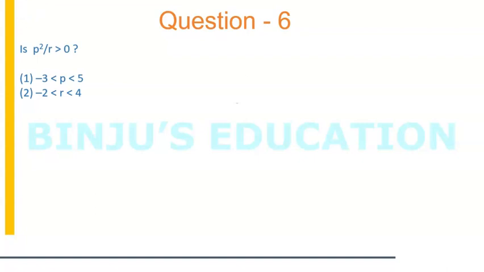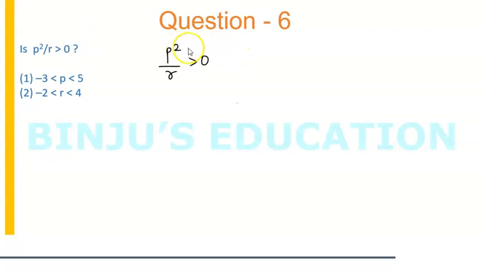All right, let's see what we can do with this one. So p square divided by r is greater than 0. Okay, this is what has been asked to us. Now let's just understand a couple of things before we actually move on to the statements.